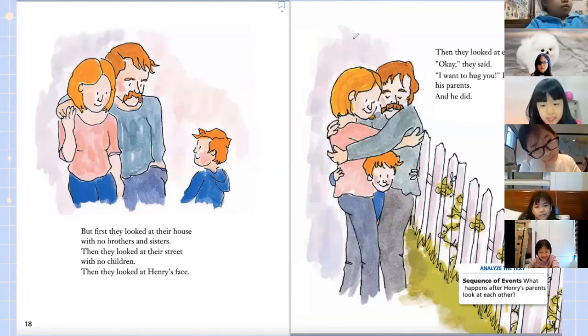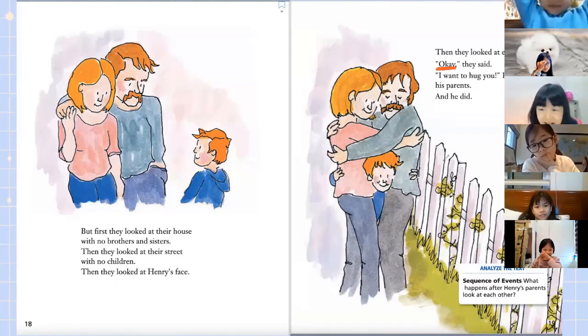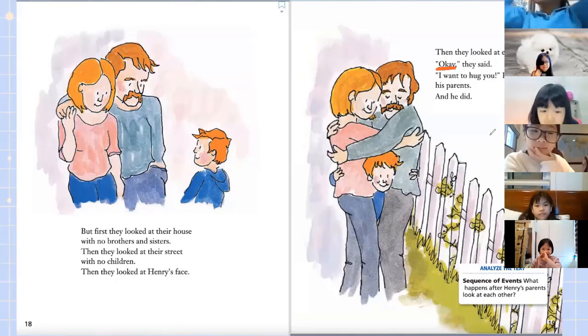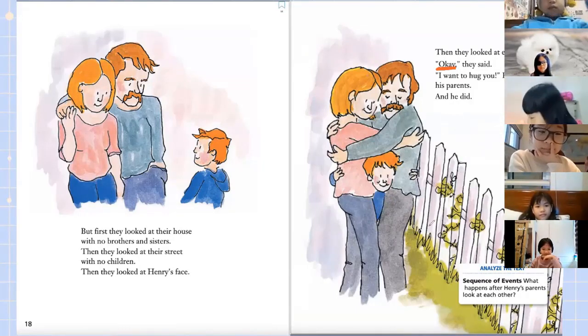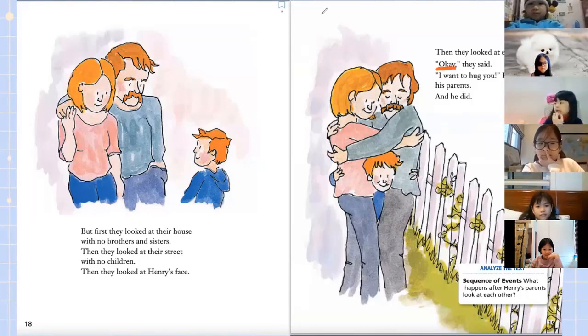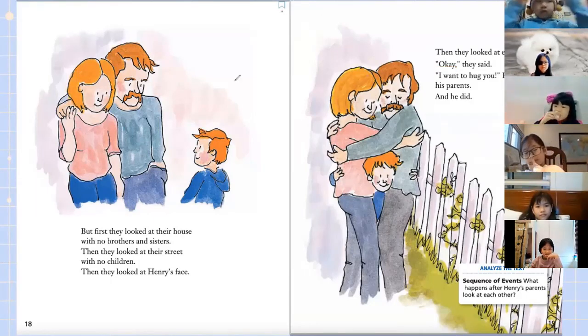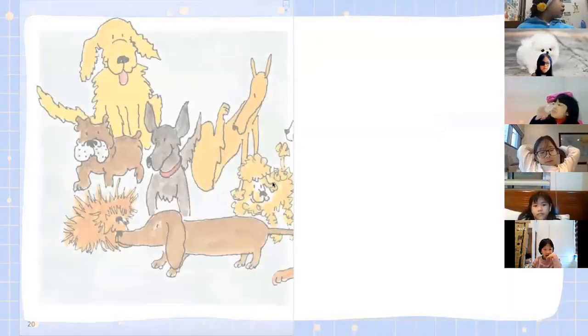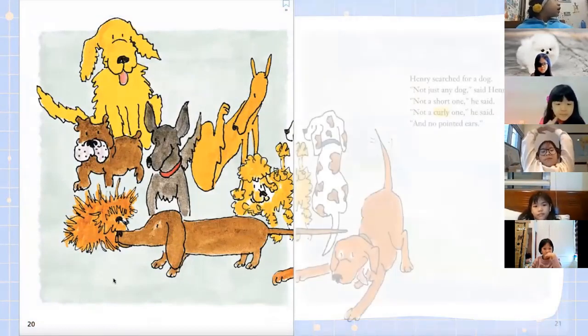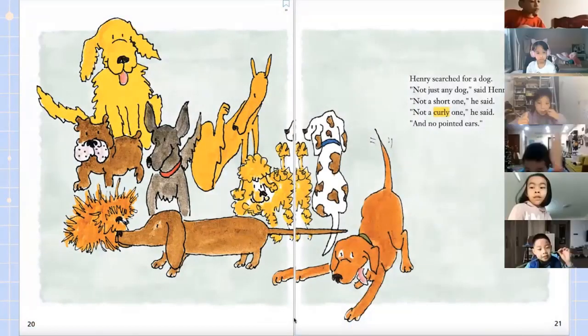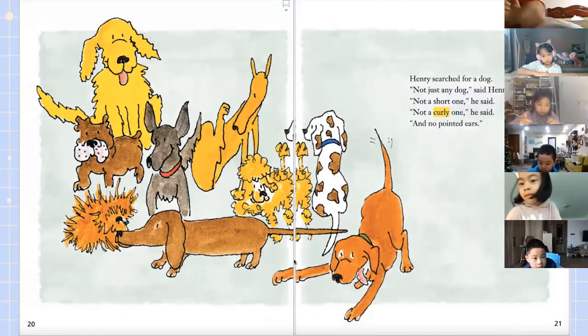So the parents, they said, okay. So they said yes to Henry getting his dog. So Henry's going to get his dog. And Henry got very, very happy. And that's why he wants to hug his parents. He's happy that they said yes to him getting a dog. All right, so let's see what happens next. We see a whole bunch of dogs. And let's see what type of dog Henry wants.